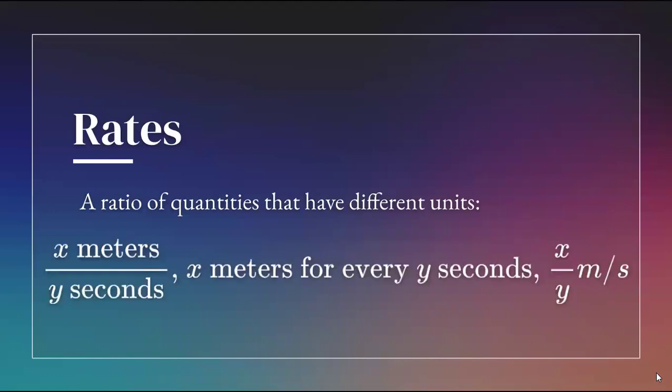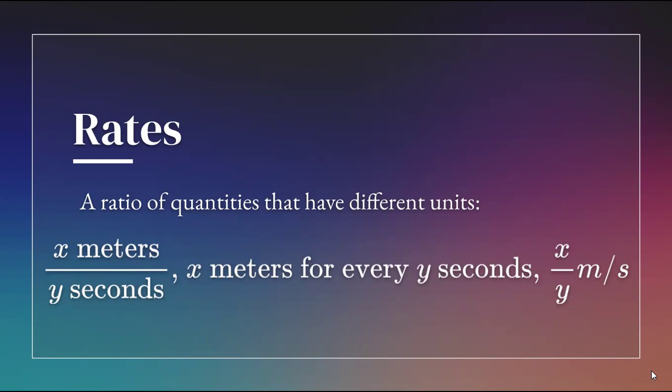And rates, they are a ratio of quantities that have different units. So usually when we talk about ratios, they're going to have different units, but rates specifically are usually going to have a unit of time. So you might see meters per second, miles per hour, feet per second, something like that. If we're talking about water flowing out of a pipe, you might say liters per second. So it's typically going to be some unit of measurement over a unit of time, but the definition is just a ratio of quantities that have two different units.